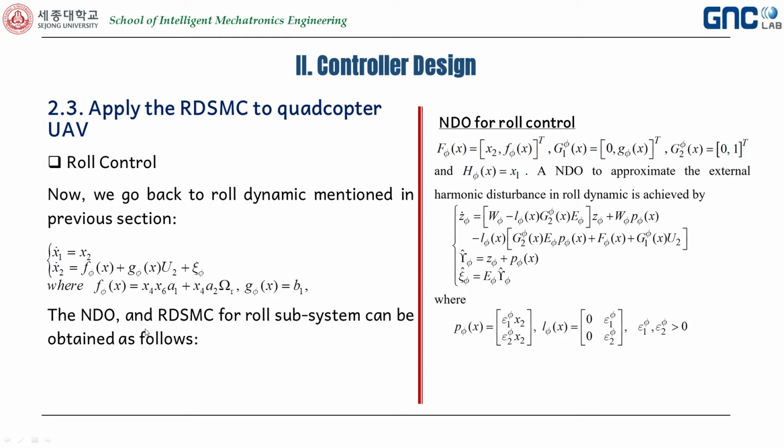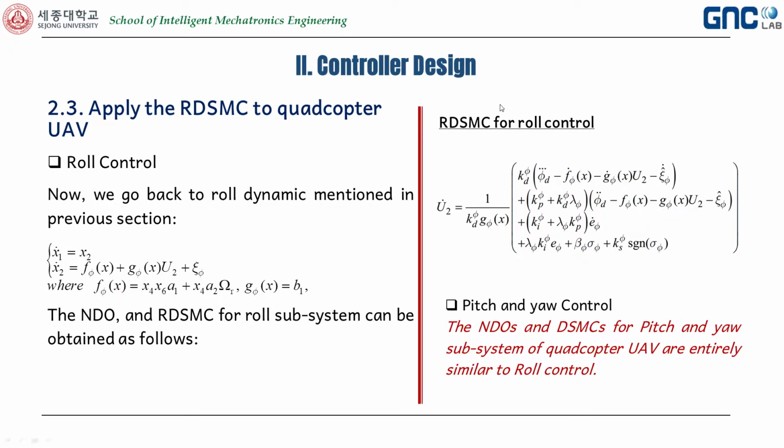The nonlinear disturbance observer and robust dynamic sliding mode control for the roll subsystem can be obtained as follows. First, the nonlinear disturbance observer follows this formula, as I have already mentioned in the previous section. This one is the robust dynamic sliding mode control for the roll controller, U2 dot, and we can calculate U2. Similarly for pitch and yaw control, the nonlinear disturbance observer and dynamic sliding mode control for the pitch and yaw subsystems of the quadcopter UAV are entirely similar to roll control.